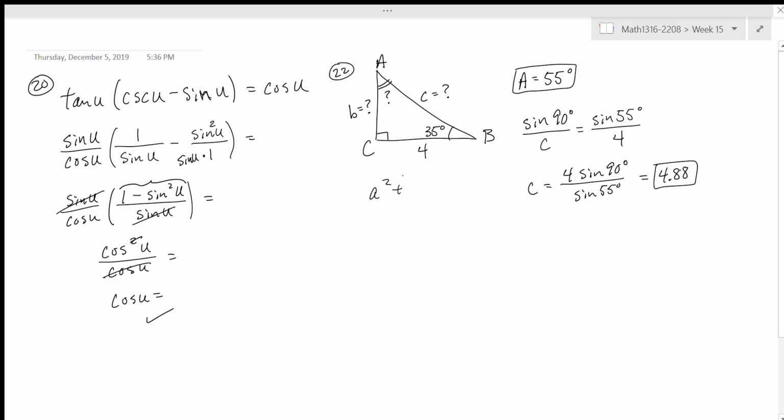A squared plus B squared equals C squared. Can I use Pythagorean theorem? Because it is a right triangle. And so we can say 4 squared plus B squared equals 4.88 squared. And then I can solve for little b like this. 4.88 squared minus 4 squared. And then whatever that is, we're going to have to take the square root of it.